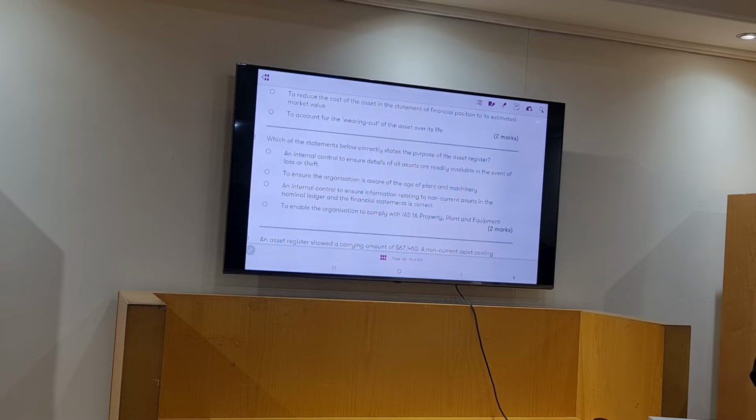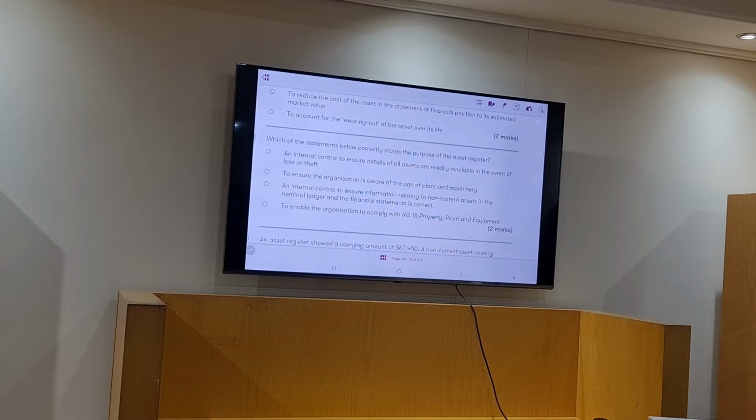See, when you use the word internal control, that includes the word theft also. The answer is number 3. But number 3 means the information regarding non-current assets only. Why? A fixed asset register is all about non-current assets only.